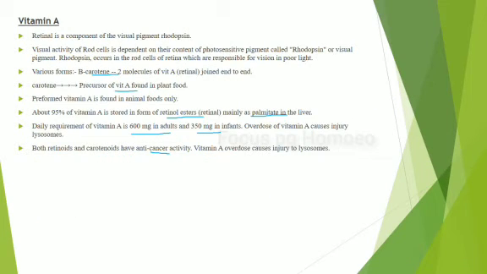Vitamin A. Retinal is the main component of the visual pigment rhodopsin. It occurs in the rod cells of the retina and is responsible for vision in poor light.